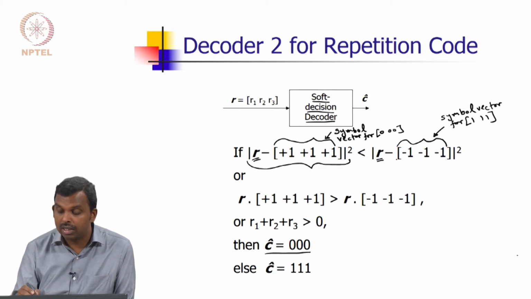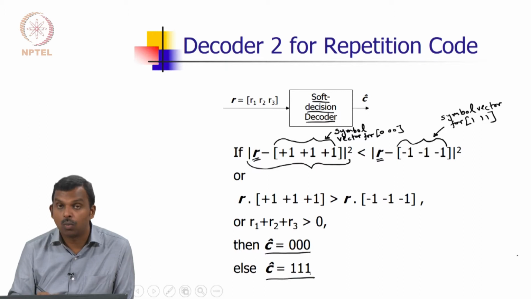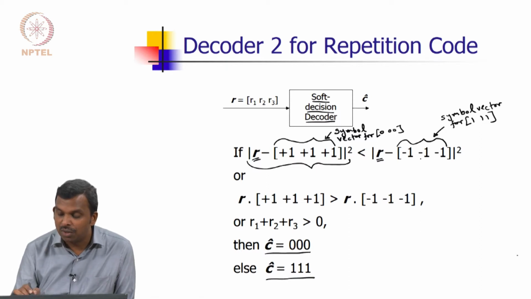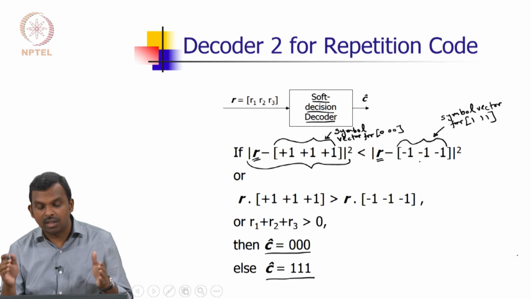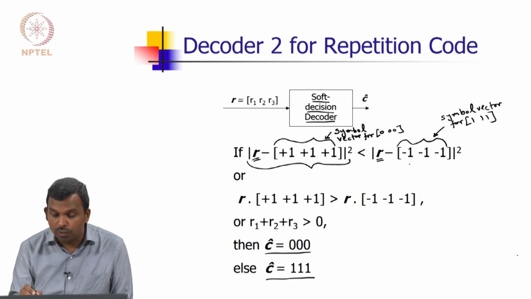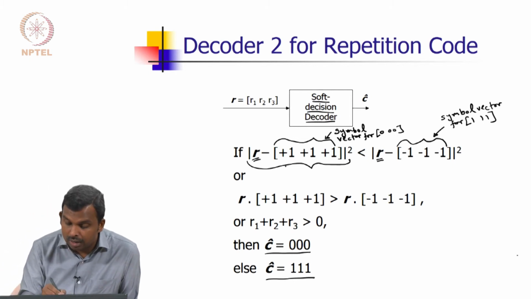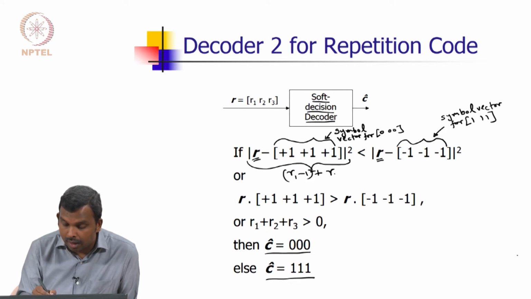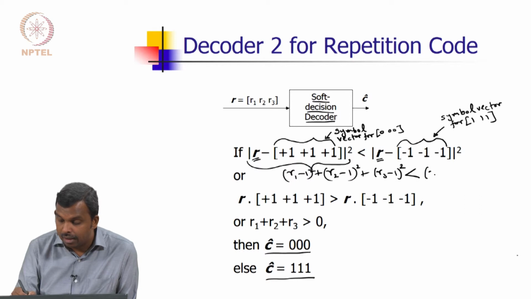On the other hand, if it is closer to minus 1 minus 1 minus 1 in this distance, you declare C cap is 1 1 1. Now, this condition involves finding the length and squaring and all that, but given the structure of this, you can simplify it. Remember what is on the left hand side? This is (R1 minus 1) whole squared plus (R2 minus 1) whole squared plus (R3 minus 1) whole squared is less than (R1 plus 1) whole squared plus (R2 plus 1) whole squared plus (R3 plus 1) whole squared.